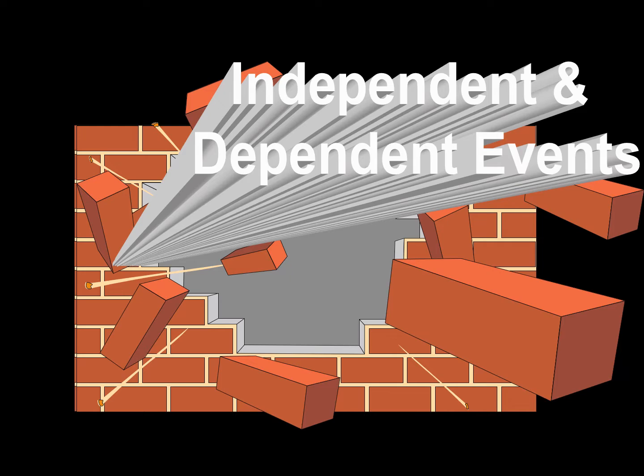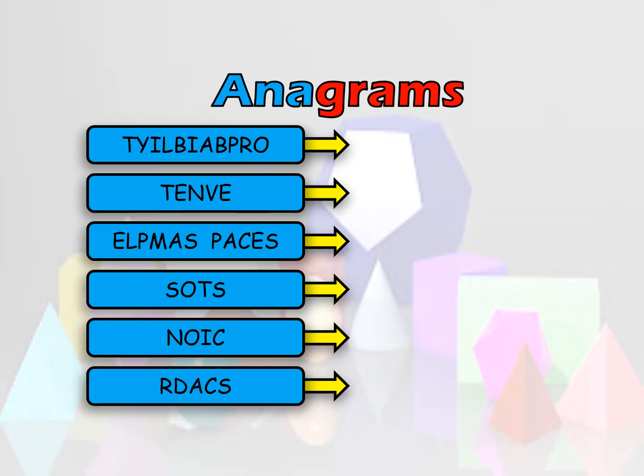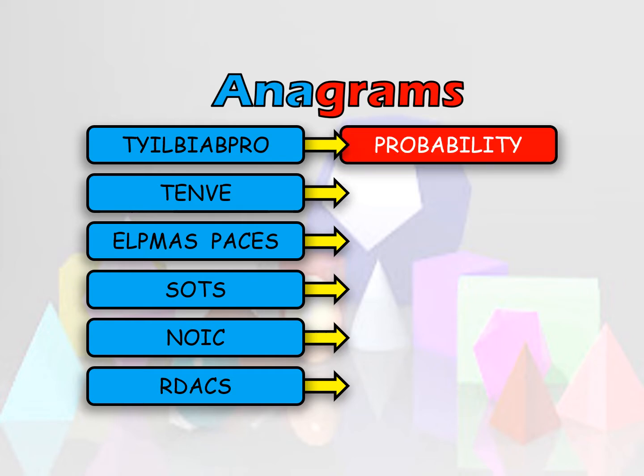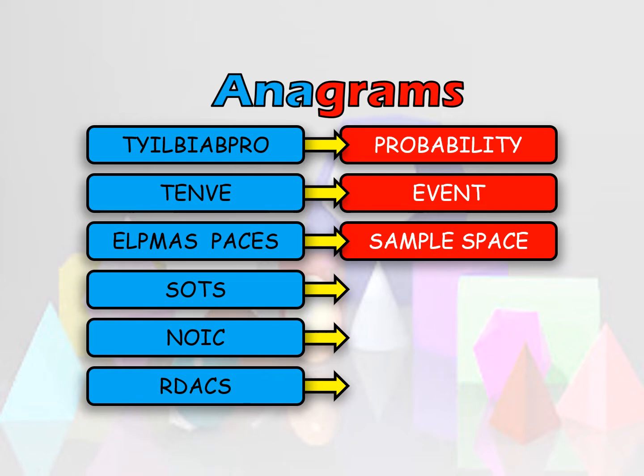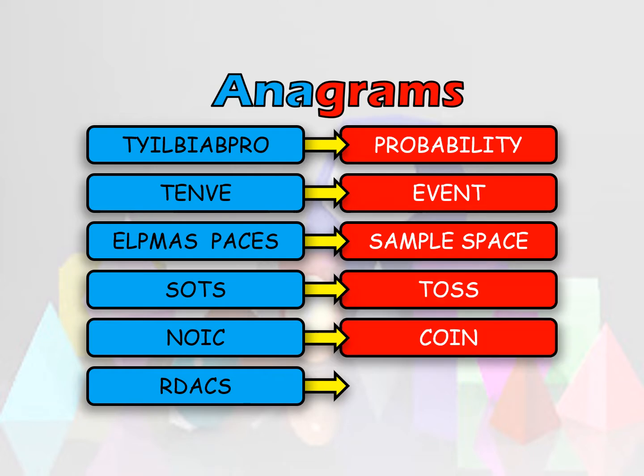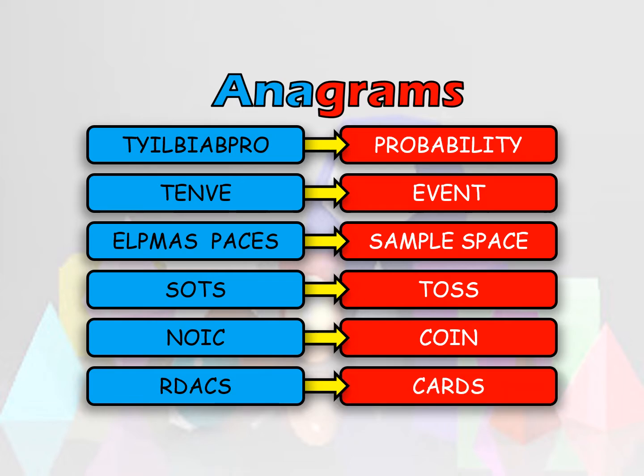Hello everyone. In today's topic, we are going to talk about independent and dependent events. So let us have some words from our past lesson. The first word is probability. The second word is event, and sample space, and toss, coin, cards. So those are the words that we had in our previous lesson: probability, event, sample space, toss, coin, cards.